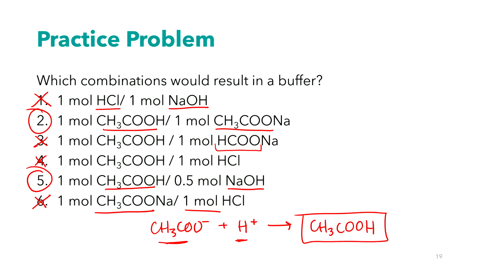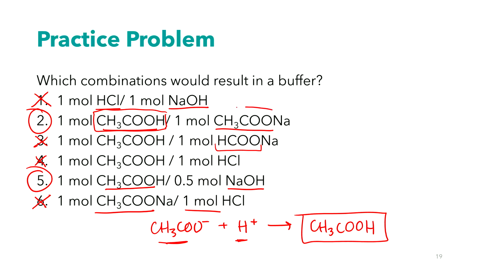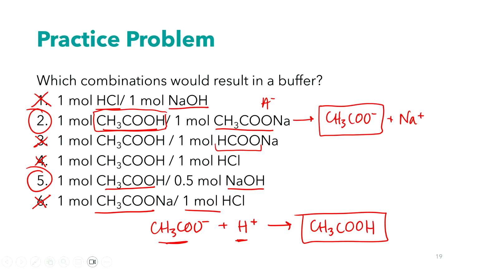Why is it a buffer? Because I am just straight up adding HA to A minus. That is the conjugate base right there as a salt. No, that's a strong electrolyte. It's a salt that splits up into CH3COO minus and Na plus. That's the weak base. That's the conjugate base that I need to make a buffer. That's the only way to have that sitting out on the counter. I've got to make a salt out of it.